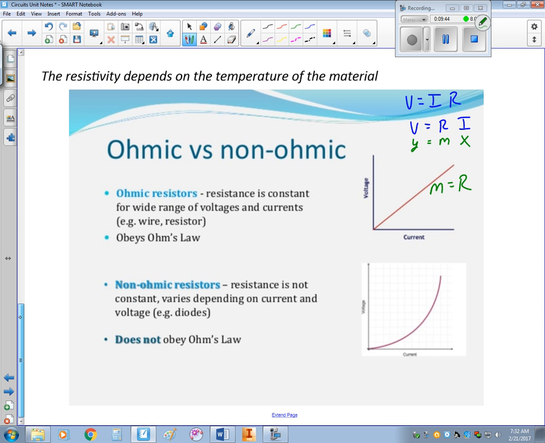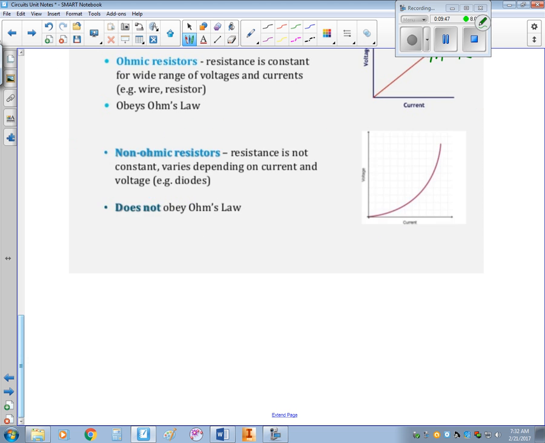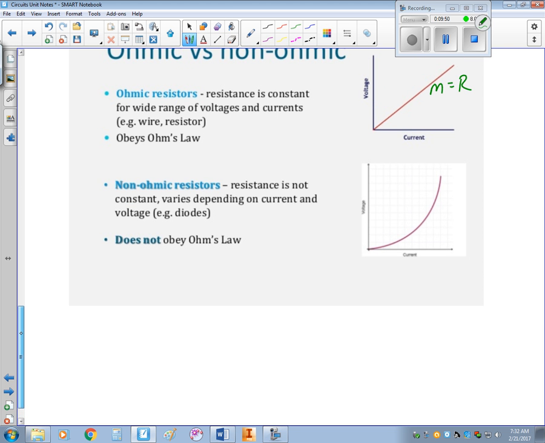A non-ohmic resistor does not obey Ohm's law. So the resistance is not consistent, and it changes. Usually this is the graph that it looks like. It's no longer linear. One example is diodes, but another example is light bulbs. Light bulbs get hot, so they never really obey Ohm's law. So we have to be careful with Ohm's law. It doesn't always work the way you think it should work.